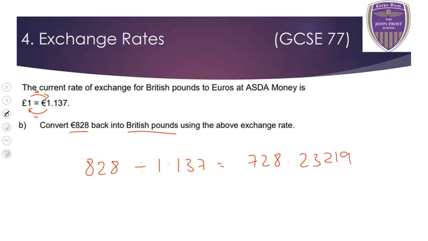So this is what comes out in my calculator, but obviously that can't be the answer in pounds and pence, because it makes no sense. So we've got to make sure for this one that we round it to 2 decimal places. Okay, so in this case, the 2 means the 3 stays the same. So in pounds, it would be £728.23. Okay.